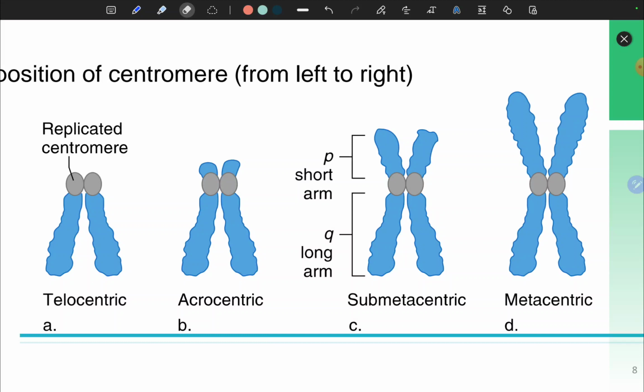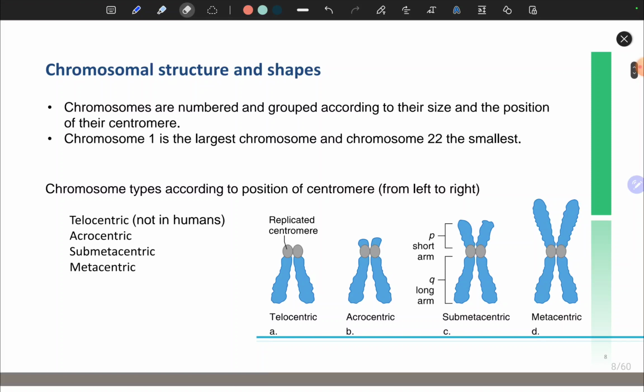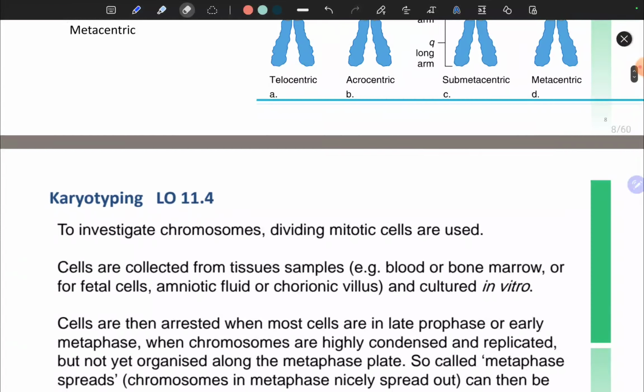Here they come to the middle. Submetacentric, it means it is near the center, while the metacentric, it means it is in the center. So here we have 4 terms which denote or describe the shape of the chromosomes according to the area where these centromeres are present.